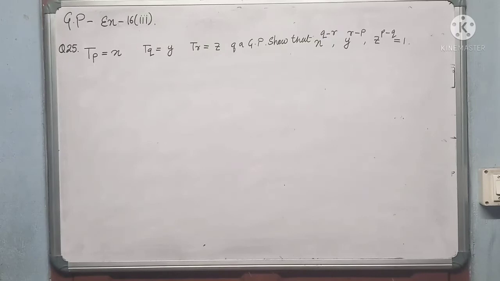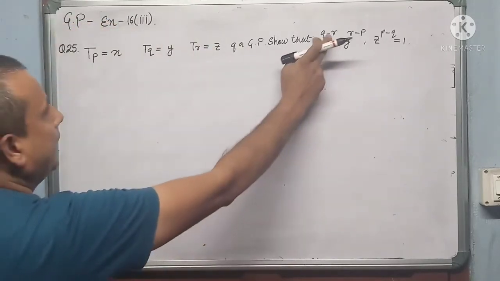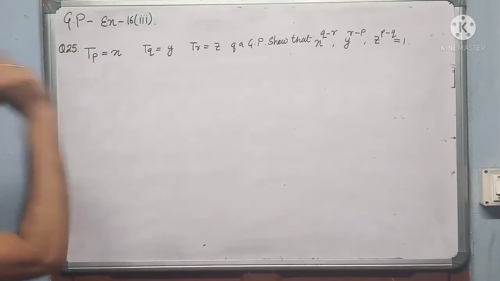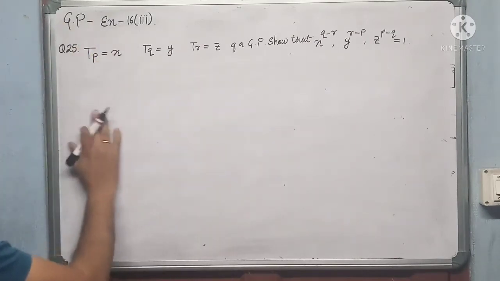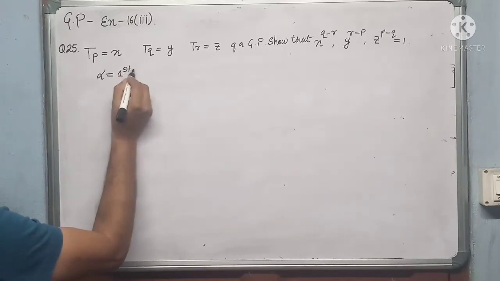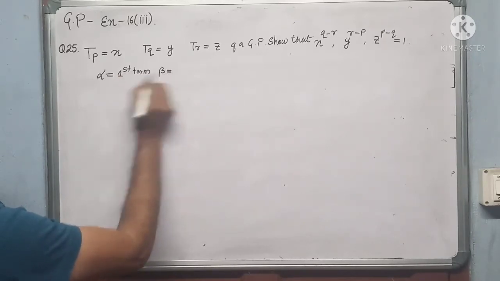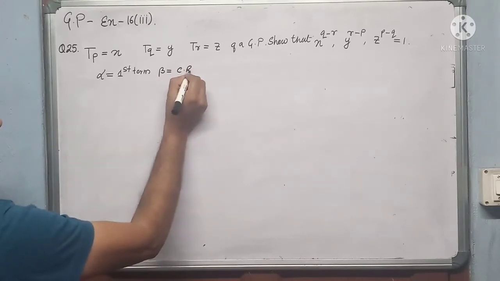Now in this case the pth, qth and rth terms are given. Next, you have to consider the first term and the common ratio of a GP. But we cannot consider the first term as a. You may get confused, since q and a are almost similar, and r is already given. So I'll consider x, and y is also given, so I'll let alpha be the first term and beta be the common ratio.